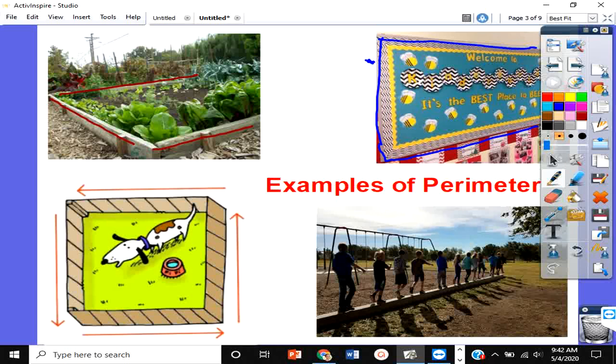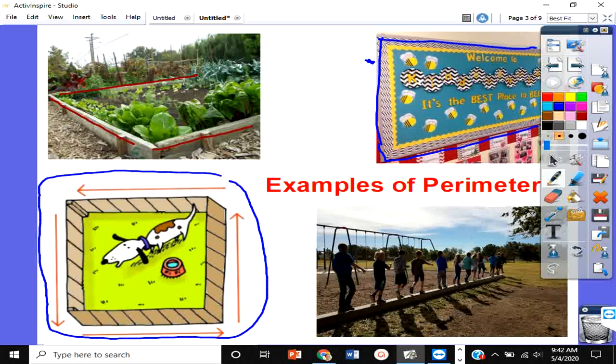Now if we come down here, what do you see? I see a dog, and I see that there's a fence around the dog. So the owners must have wanted to put a fence so that the dog would not get out of the yard. So in order for them to do that, they needed to measure the distance around their yard so they knew exactly how much fencing they would need.